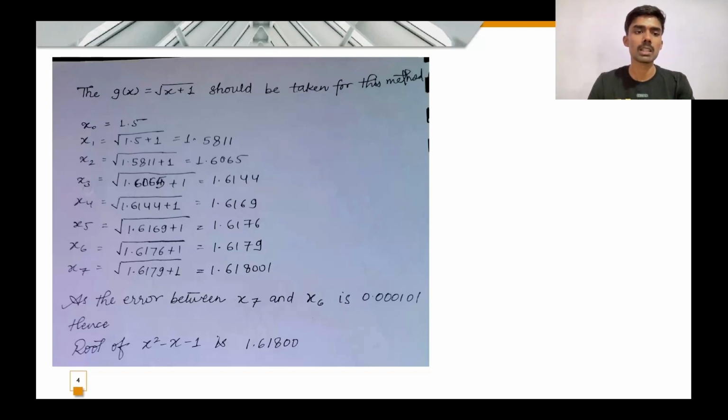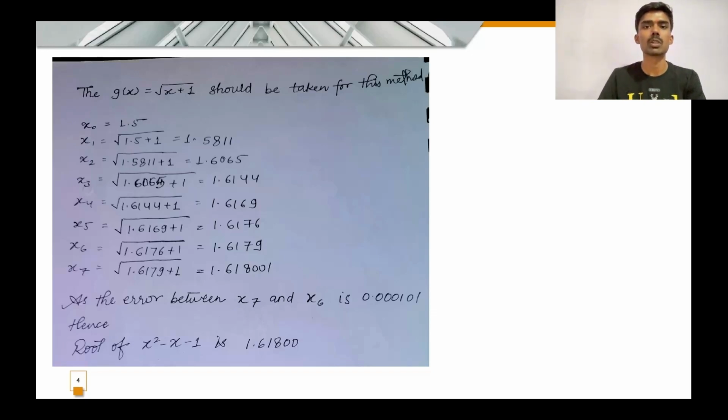Then yet again x3, x4, x5, x6, we will keep solving until we get two values with a very minor difference between them. As we can see, x7 and x6 have very minor difference between them, which is 0.000101. So we can neglect these values, and our answer, the root of x square minus x minus 1, comes out to be 1.61800.